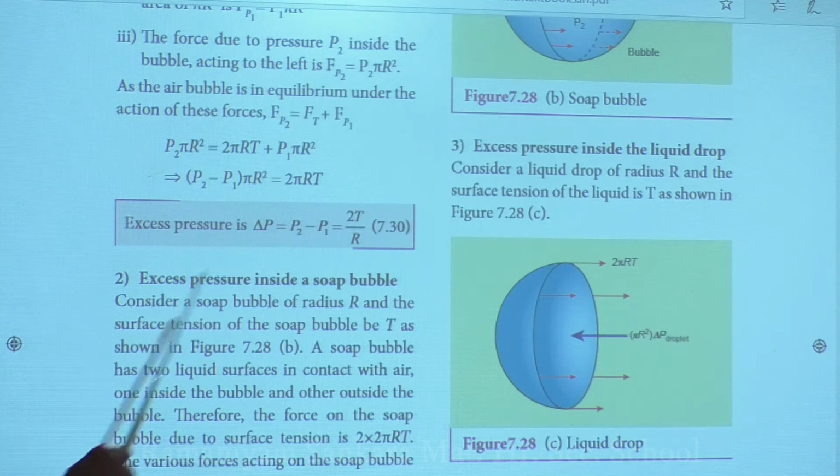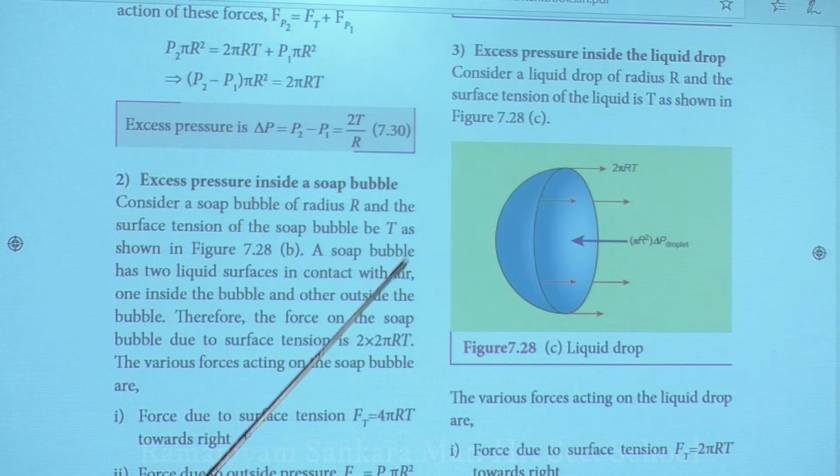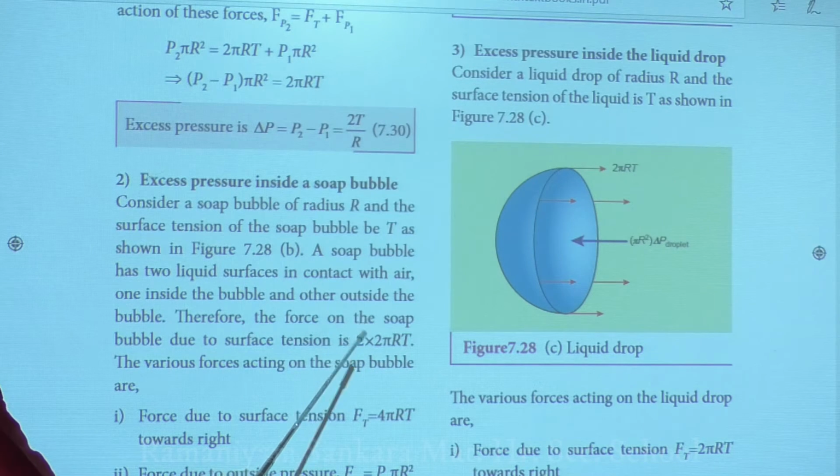Next, another: soap bubble. Okay, consider a soap bubble of radius R. Surface tension is capital T. A soap bubble has 2 liquid surfaces in contact with the air. How many surfaces? A soap bubble has 2. So here for the force you have to write 2 into 2 pi r into T. What is the formula? F equal to T into L. L is 2 pi r because 2 surfaces, 2 into. So better you can write F equal to 2 into L into T. So L is circumference, 2 surfaces, so 2 into 2 pi r into capital T.